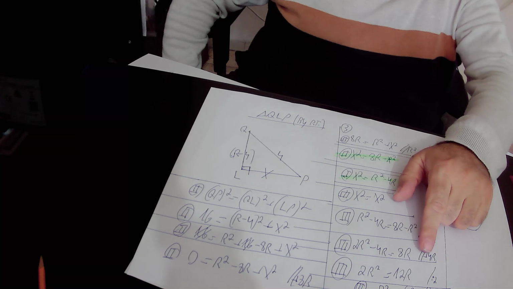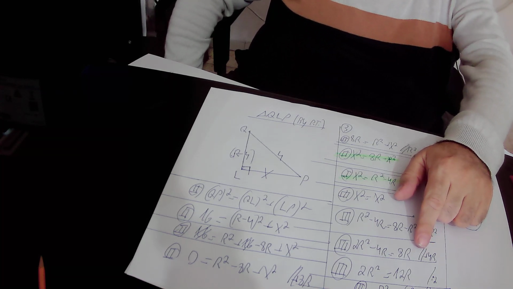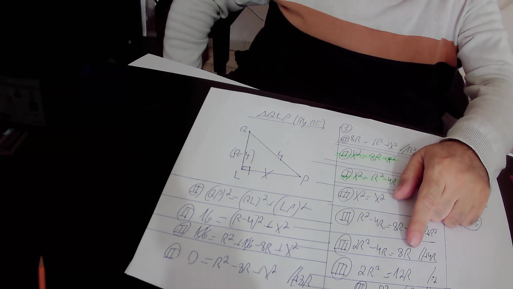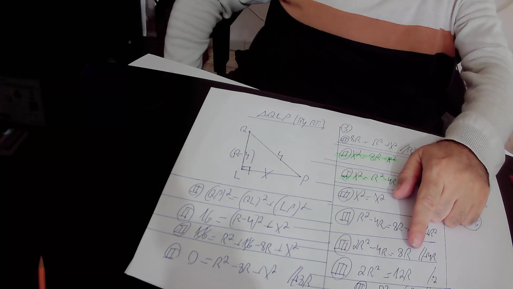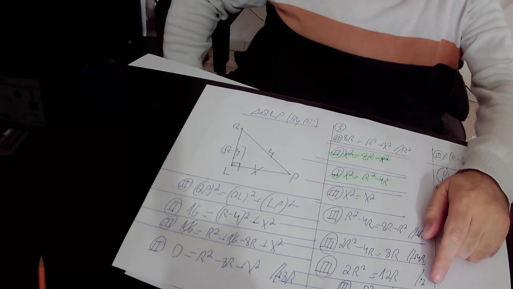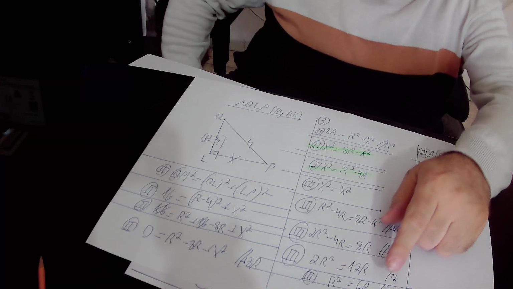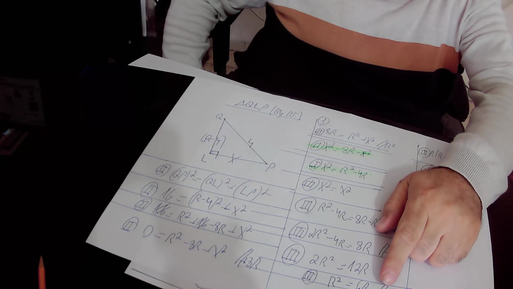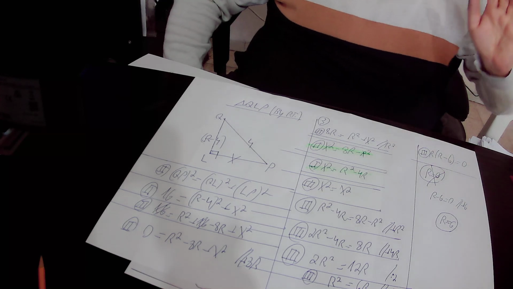Here we divided this equation, equation number 3 by 2, and found out that 2R square over 2 is R square, and 12R over 2 is 6R. So in conclusion, we found out that according to equation number 3, R square equals to 6R. Here we subtracted 6R from this equation, equation number 3, and found out that R square minus 6R equals to 0.